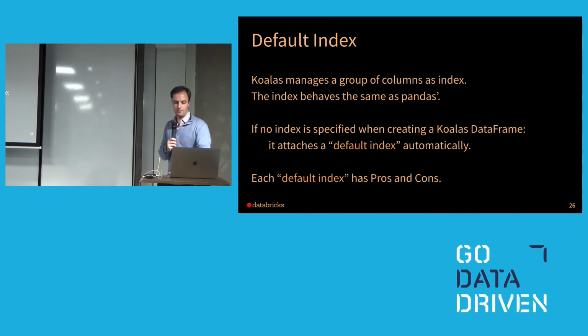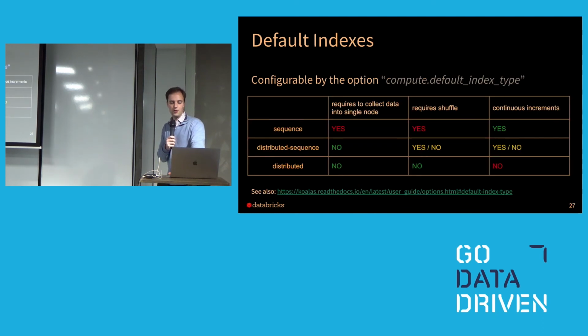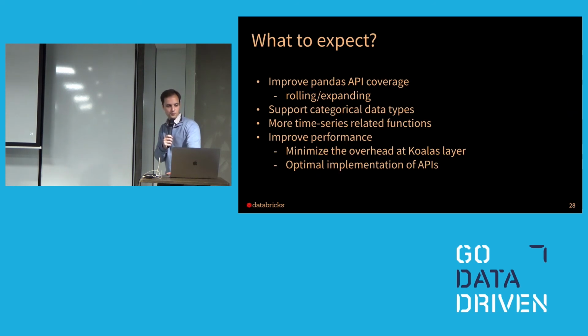Here we offer multiple modes of building this index. One of them is very fast, but will not have the nice guarantee of contiguous values. Some others will be much slower, but then have more guarantees. So I invite you to look at the documentation if this is a problem that you're having when switching your code from Pandas to Spark to Koalas.